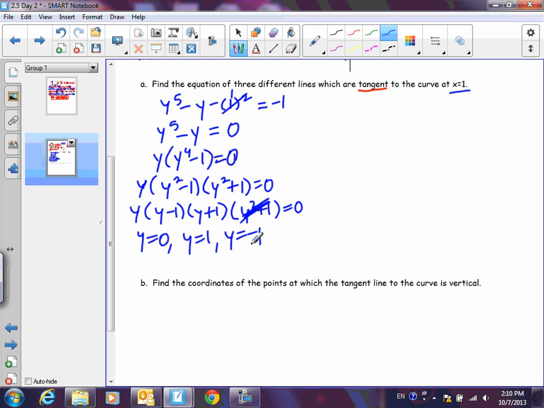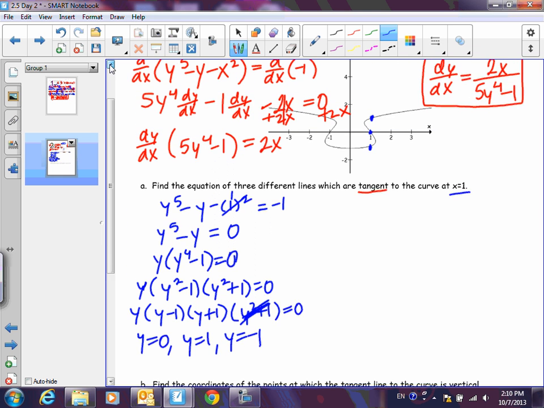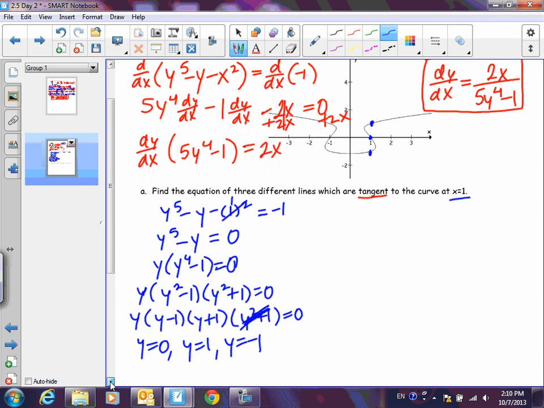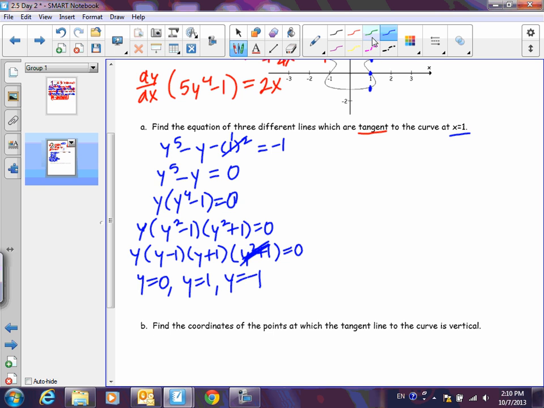We don't need the graph for this problem, but the graph is going to be a good check. So go back and look at the graph and see, do those y values make sense? Yeah. Positive 1, 0, negative 1. Yes. Okay, so that's a good sign. All right. So now let's go ahead and take these on a case-by-case basis.